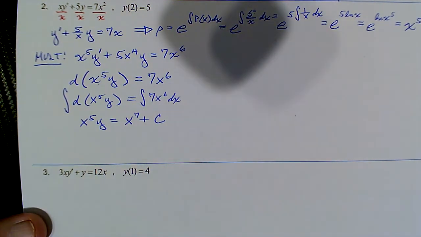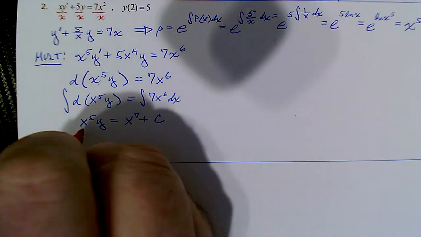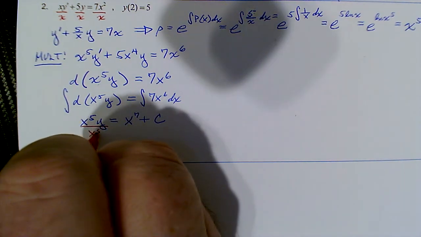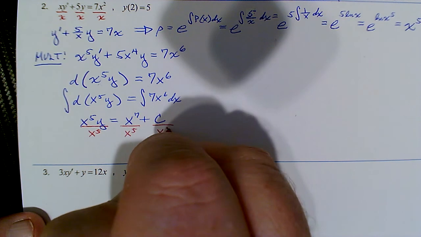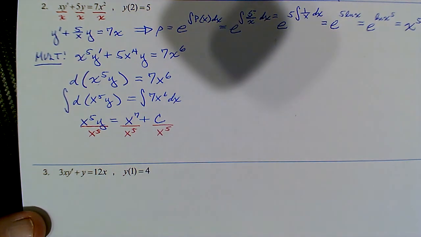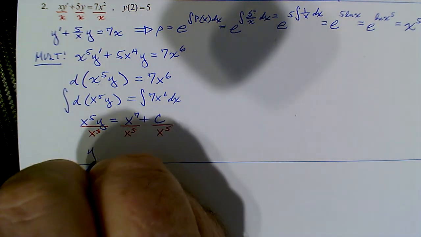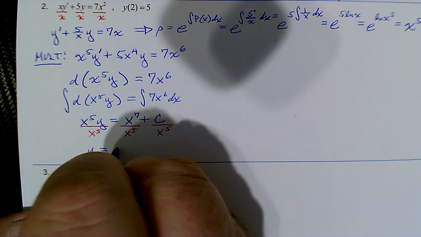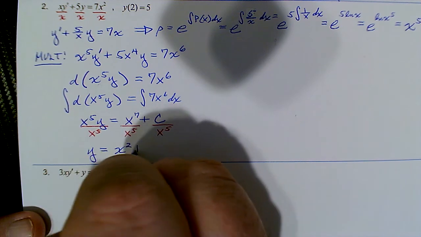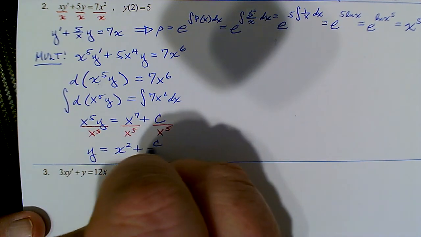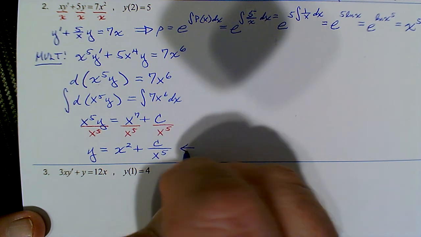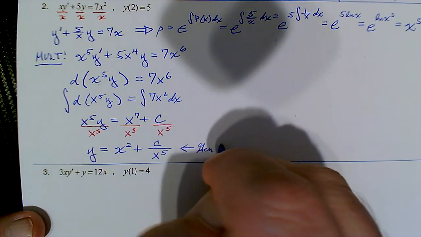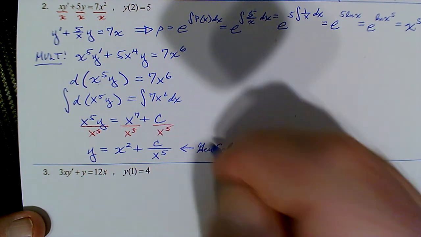We'll divide everything by x to the fifth to solve for y. And so we get that y is equal to x squared plus, I'm going to leave it as c over x to the fifth. And that again is our general solution.